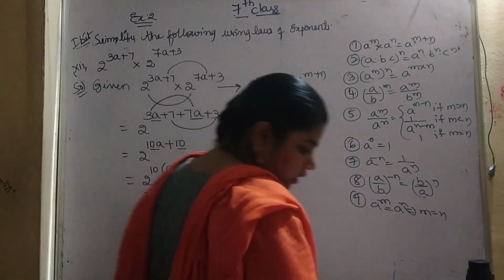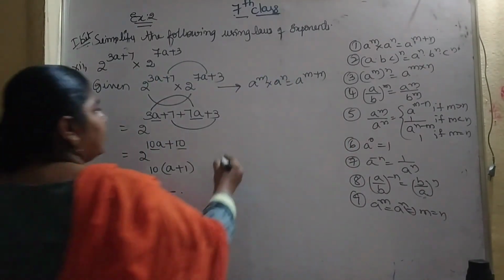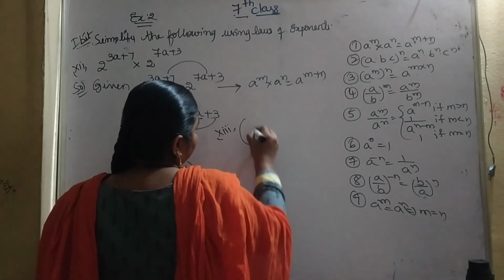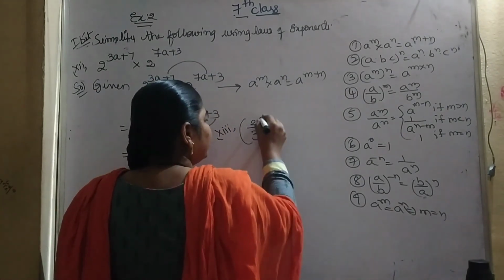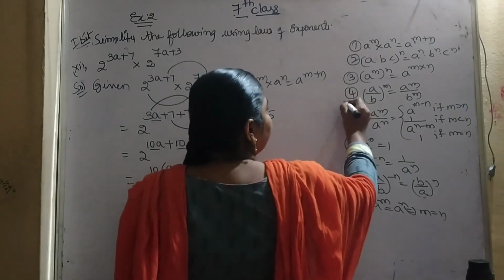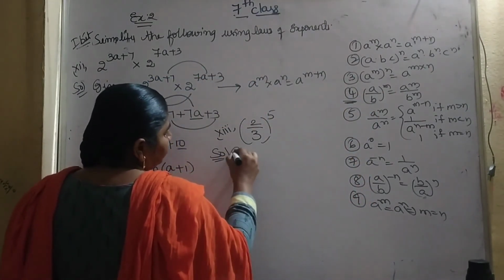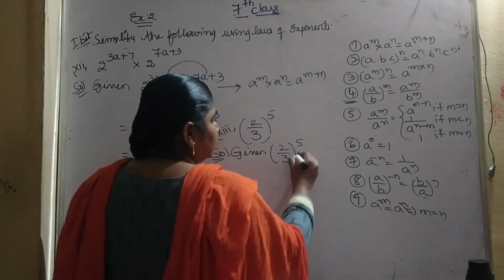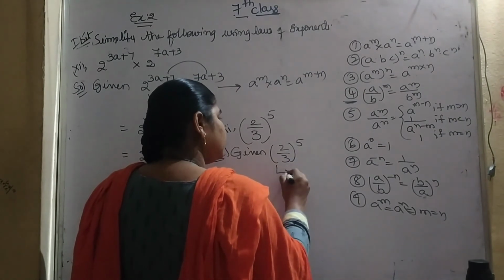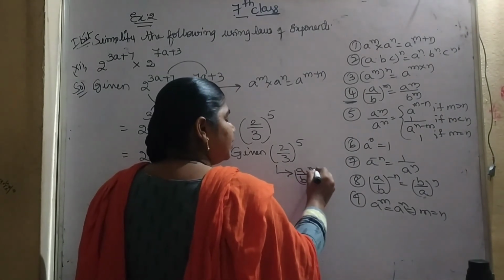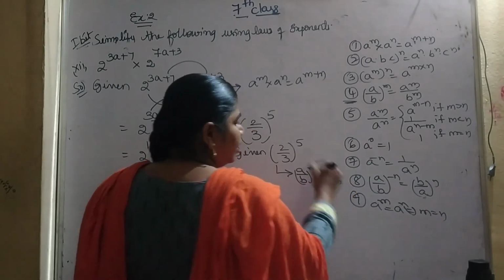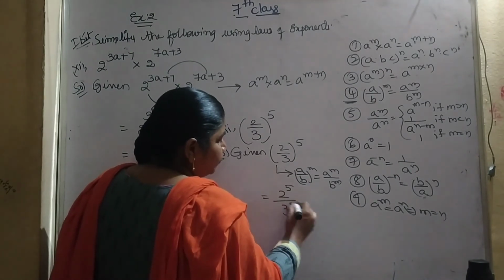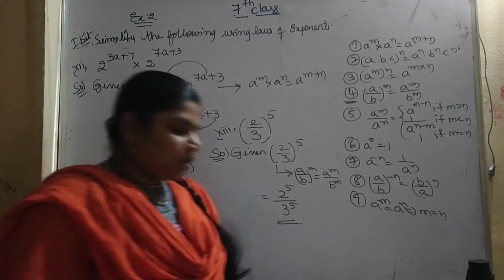Next is the 13th one, which I am doing here. 13th is 2 by 3 whole power 5. So this is in the form of again the fourth law. Given 2 by 3 whole power 5, this is in the form of a by b whole power m. We can write that in the form of a power m by b power m. So how to write this? We can write it as 2 power 5 by 3 power 5. So this is our 13th question.